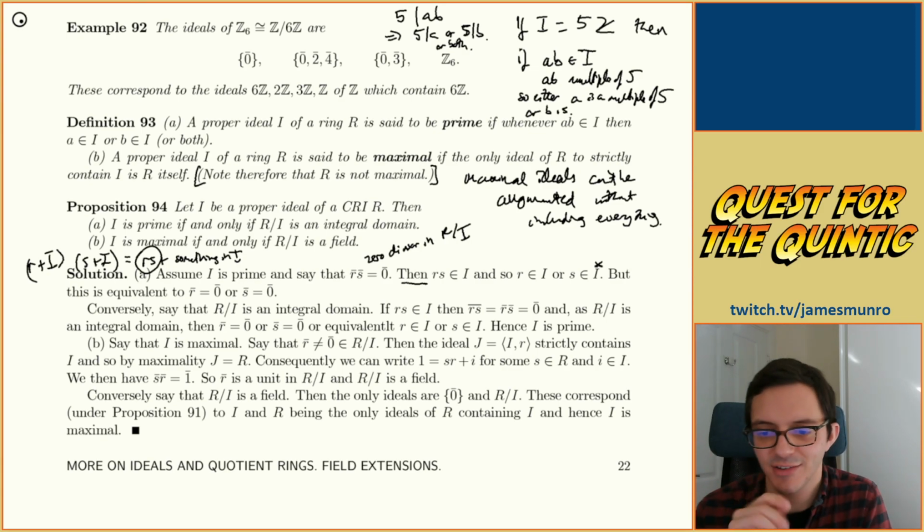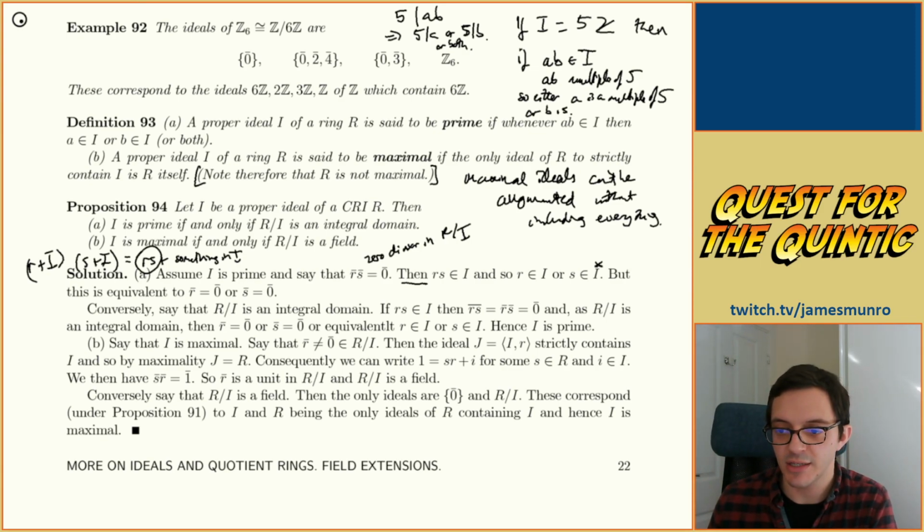Wait, so this means there's a consequence of this. Say I is maximal, give me another element that's not in I, then the ideal generated by both of those things, everything in I and generated by the new element, strictly contains I. By maximality, that's going to be everything. Maximal ideals can't be augmented, so if you try augmenting one, you'll get R. So consequently you can make the identity.